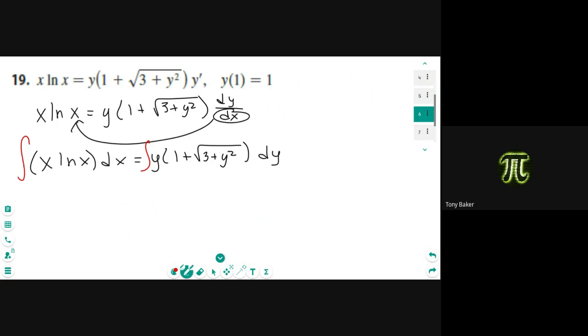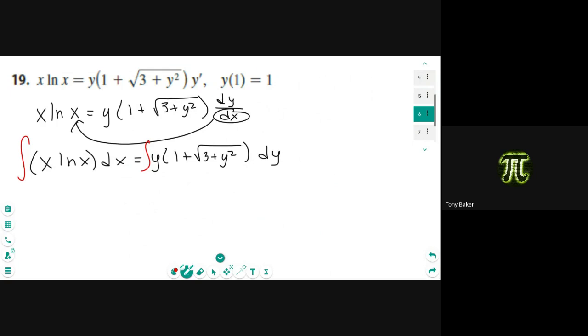We have ln x in our notes, but we don't have x ln x, so just do integration by parts. It only has to be done once.